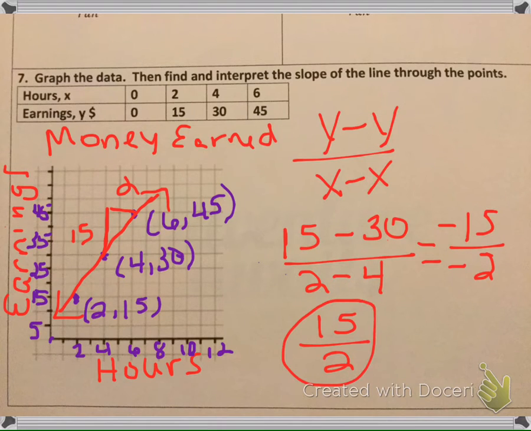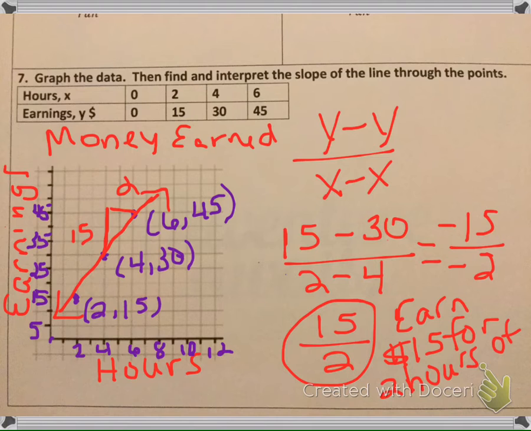When it says to interpret the graph, you're going to explain what 15 over 2 as the slope means. Basically what it means is I'm going to earn $15 for every 2 hours of work. If you wanted to, you could find the unit rate, but it doesn't ask you to, so you don't have to.